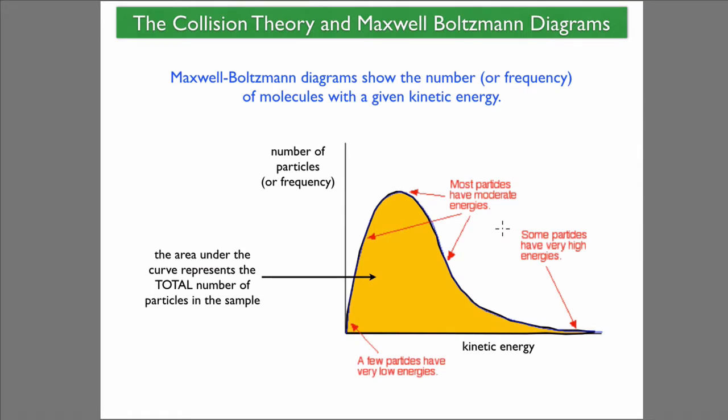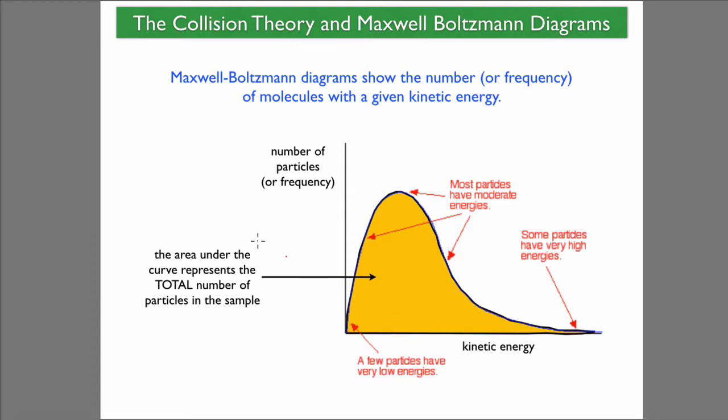We use something called the Maxwell-Boltzmann diagrams in collision theory. Maxwell-Boltzmann diagrams show the number or frequency of molecules with a given kinetic energy. So over here you've got the number of particles. Here you've got very few particles, here you've got lots of particles, over here you've got very few particles. And along the x-axis you've got kinetic energy. So these are particles with high kinetic energy, particles with very low kinetic energy, particles in the middle here.